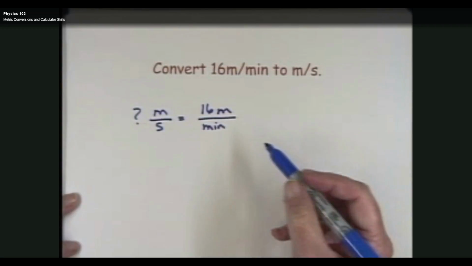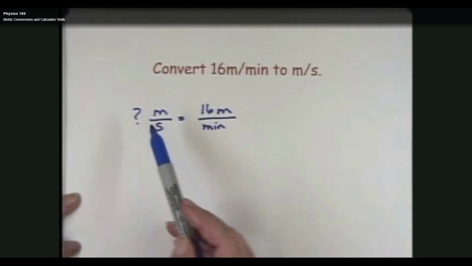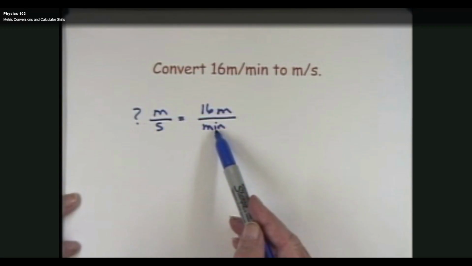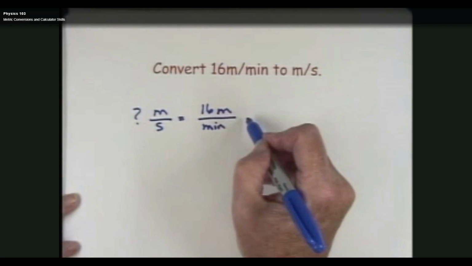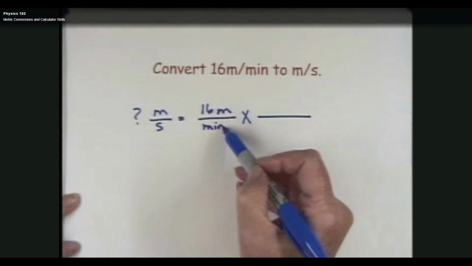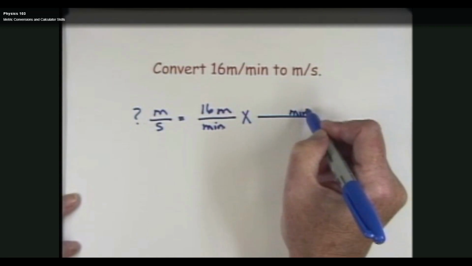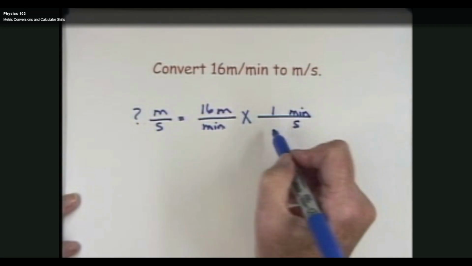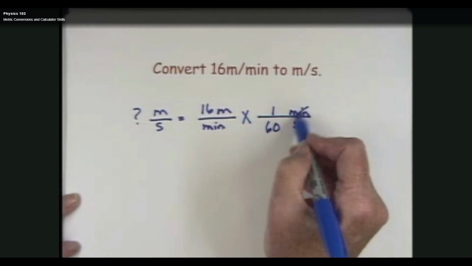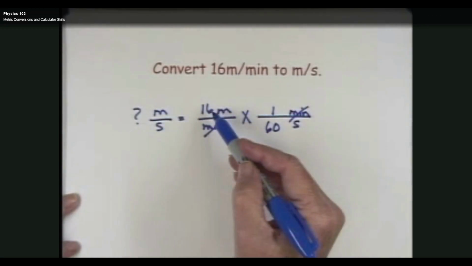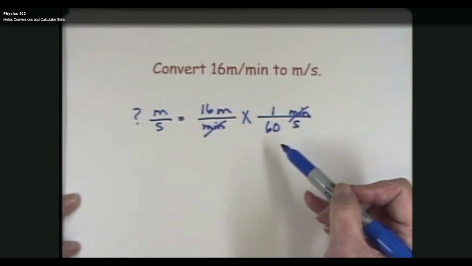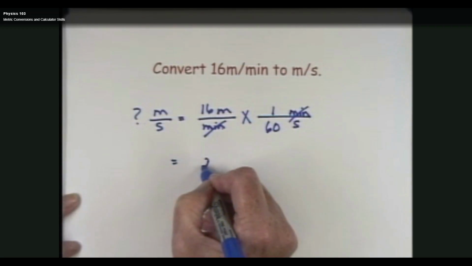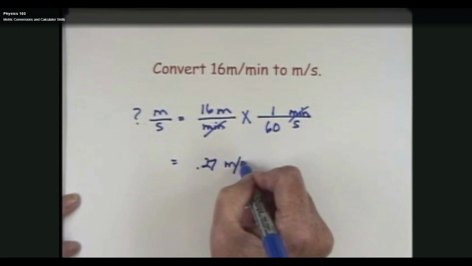The first thing to do is to look at your units and see where you are. We have meters on the top, both sides, so we're fine there. All we have to do is convert minutes to seconds. So we'll set up a conversion factor, put minutes on the top so that it will cancel out, and seconds on the bottom. Now you know the fact that 1 minute is 60 seconds. Minutes cancel out. Our answer would be in meters per second. Now all you have to do is the math. 16 divided by 60 is 0.27 meters per second.